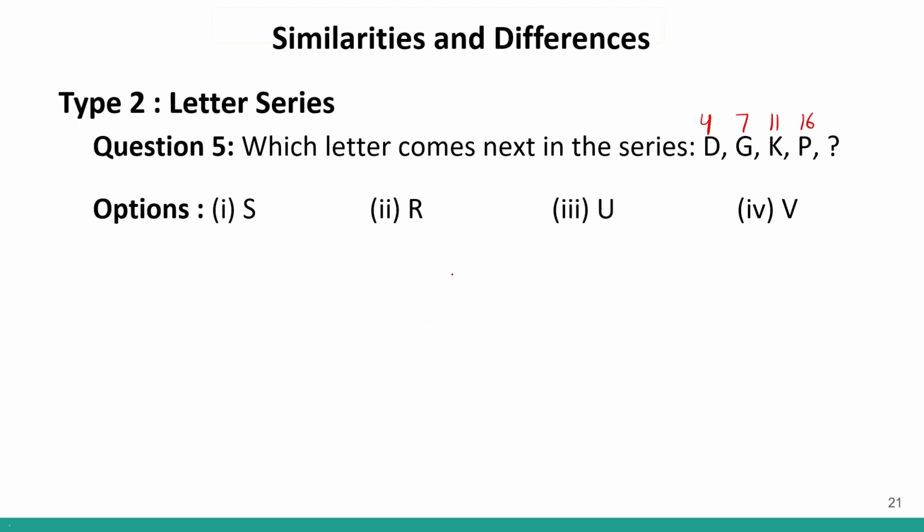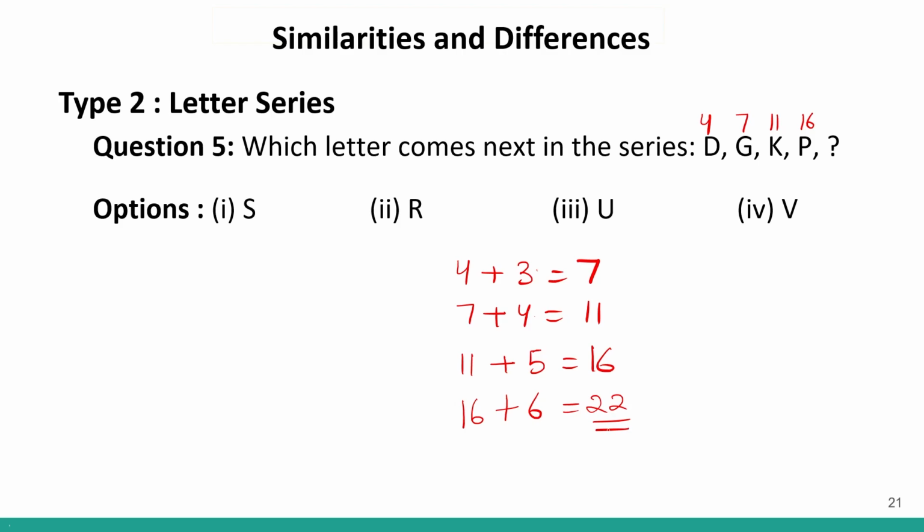So if we look at this question, 4 plus 3 ranks will give me 7. Similarly, 7 plus 4 ranks will give me 11. And 11 plus 5 ranks will give me 16. So what is it that we are following? We are following plus 3, plus 4, plus 5. So the next element will be 6 positions forward. So in 16, if I go 6 positions forward, I'll get 22nd position. And 22nd position clearly belongs to V. So our answer will be option number 4, V.